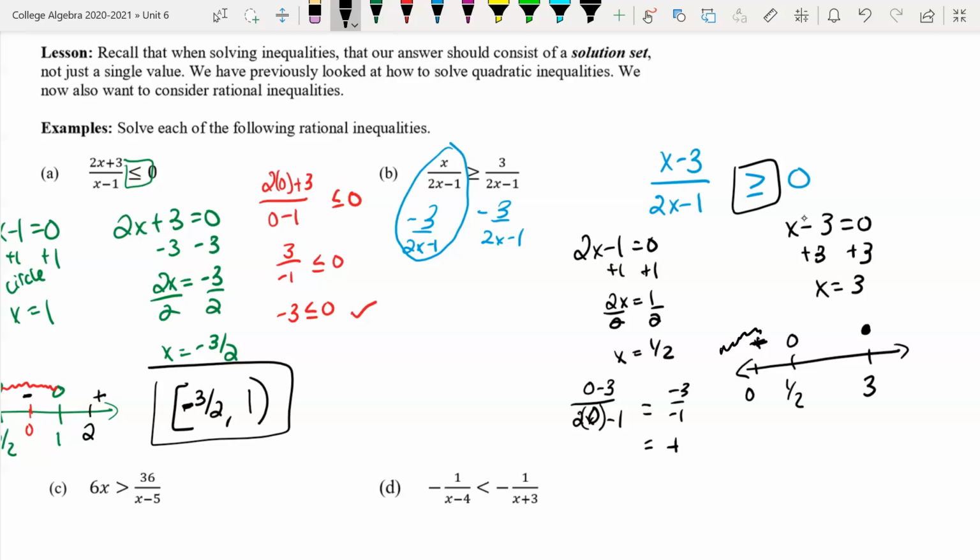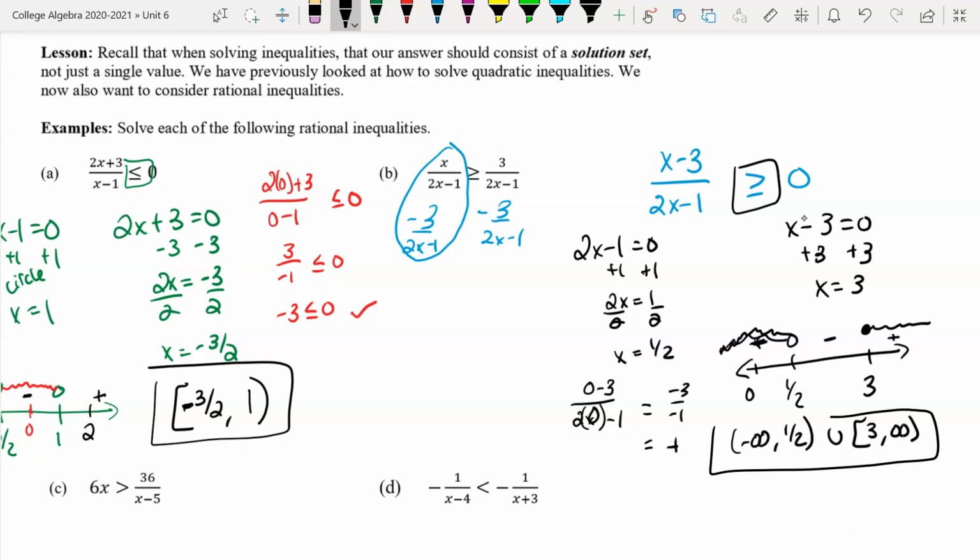So I want to shade to the left here, which means this next section is going to be negative, so it's not going to work. And then this one is going to be positive, so it's going to work. And that's the pattern: if this works, the next section won't, and then the next section will. It's always going to be like that. So I'd say negative infinity to 1/2, union, 3 to infinity would be my answer.